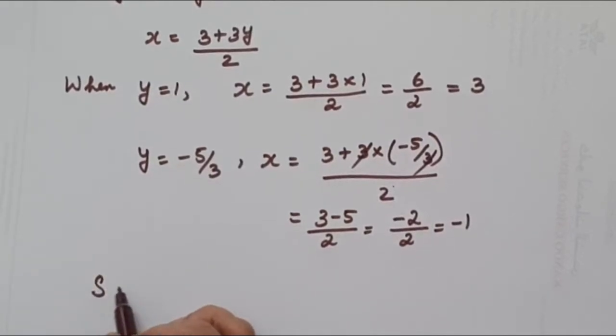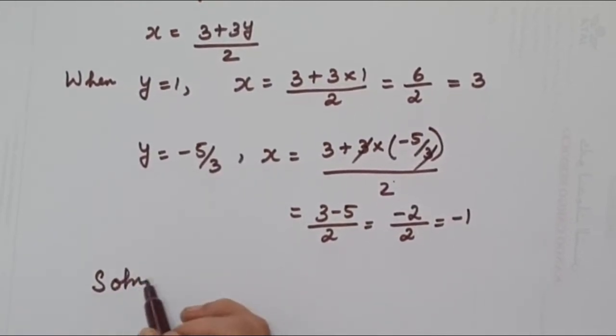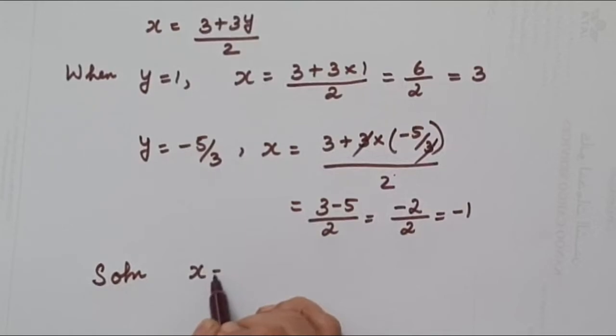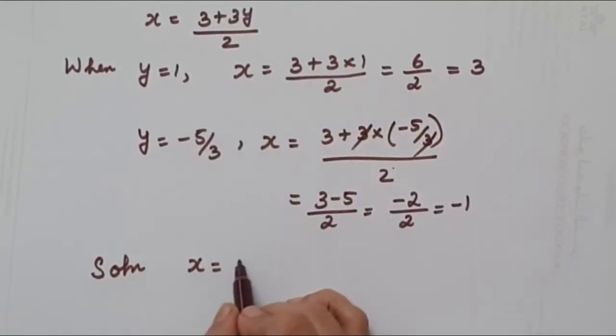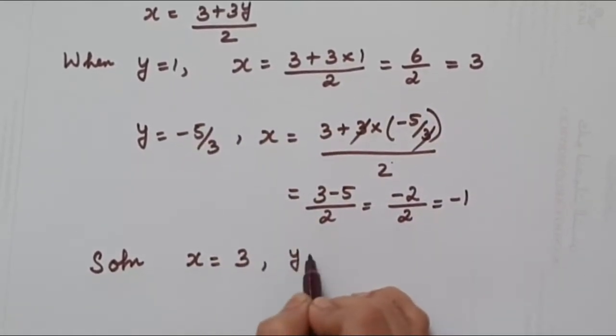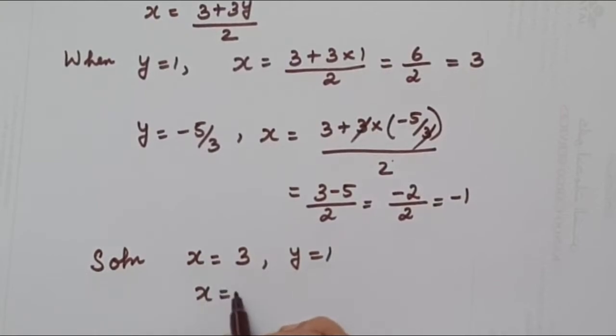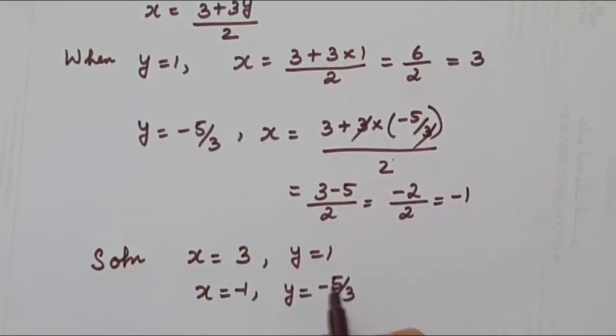So our solution will be when x equal to 3, y will be equal to 1. When x equal to negative 1, y will be equal to minus 5 over 3.